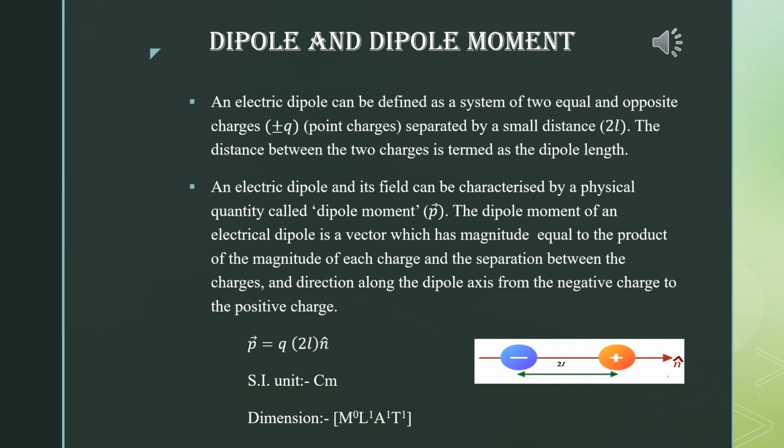Now in order to measure the magnitude of the dipole moment, which unit should be used? It's very simple. q is in coulomb, L is in meter, so it will be coulomb meter, right? That is the SI unit. What will be the dimension? Coulomb, you know, charge, is AT, and meter, its length, is L to the power 1, so we'll get M0 L1 A1 T1. That will be the dimensional formula of dipole moment.